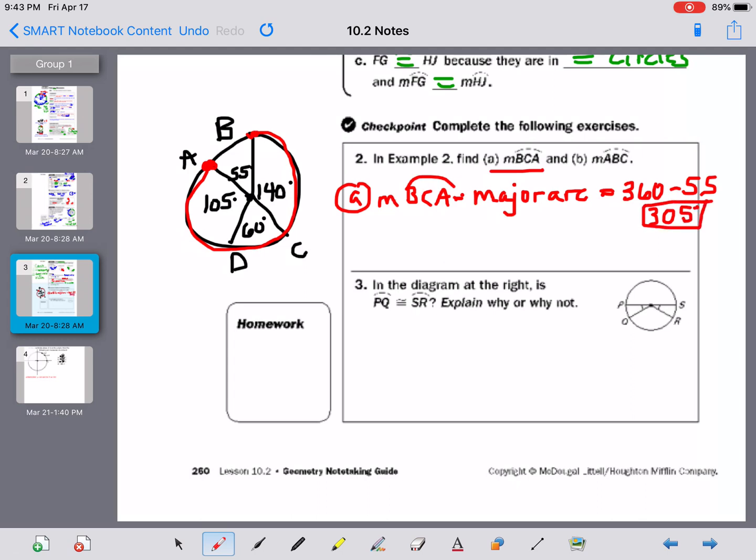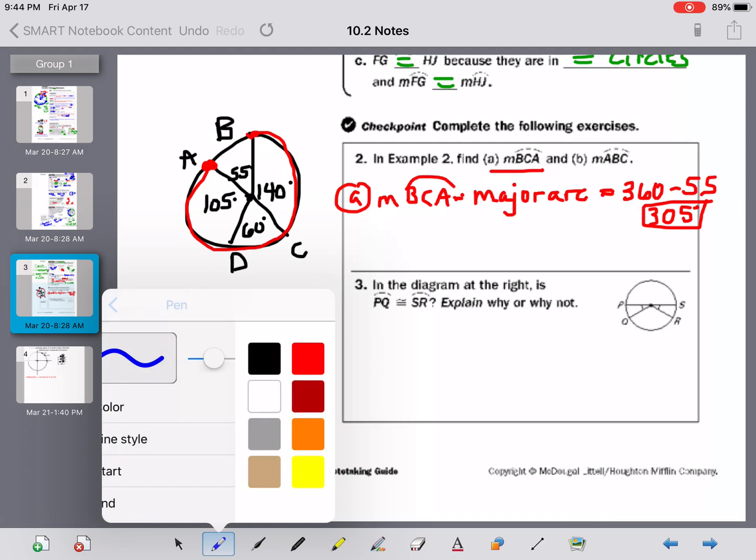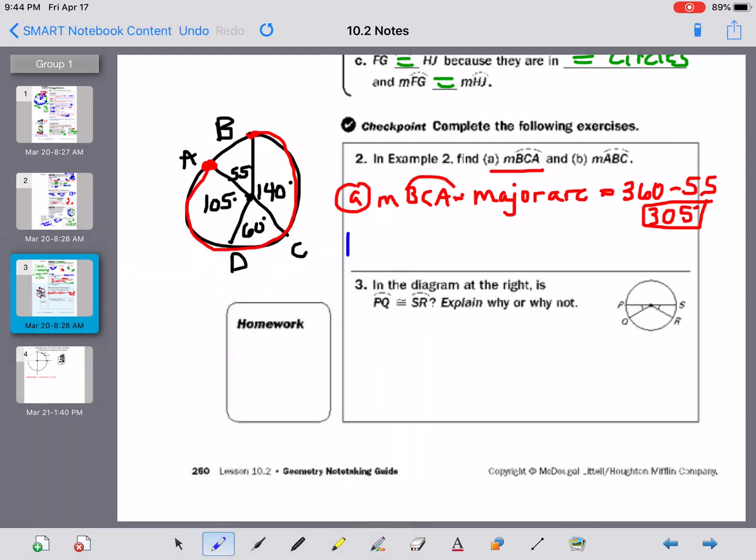All right, same circle, different arc this time for B. I'm looking for the arc of ABC. Once again, same 3 letters, but because they come in a different order, it's going to be a different arc. I'm going to start at A, go to B, and then to C. This one looks kind of close to half the circle.